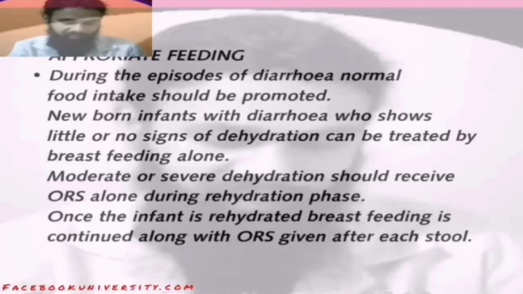Appropriate feeding. During the episodes of diarrhea, normal food intake should be promoted. Newborn infants with diarrhea who show little or no signs of dehydration can be treated by breastfeeding alone. Those with moderate or severe dehydration should receive oral rehydration salt alone during the rehydration phase. Once the infant is rehydrated, breastfeeding is continued alone, with oral rehydration salt given after each stool.